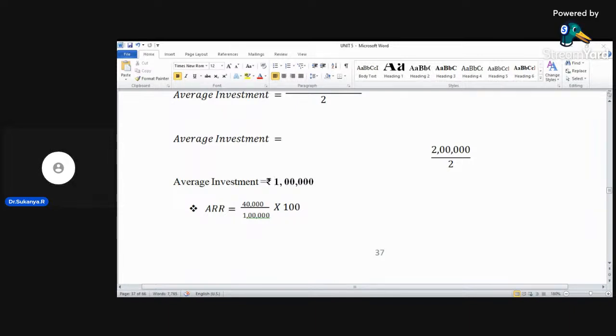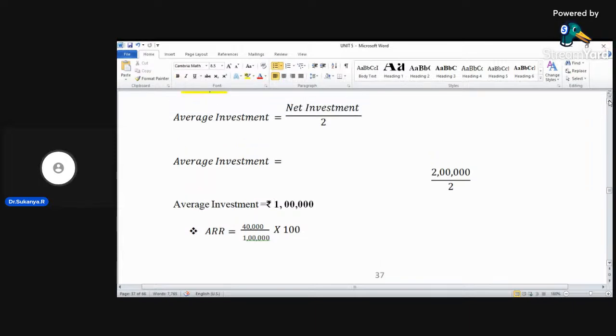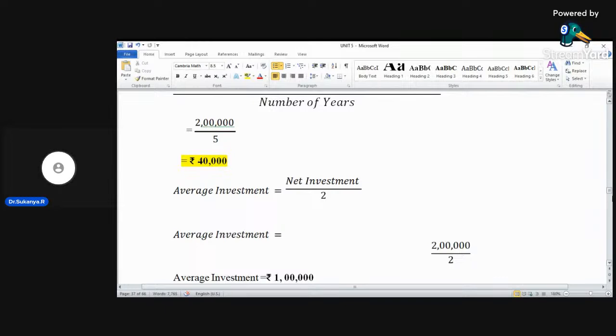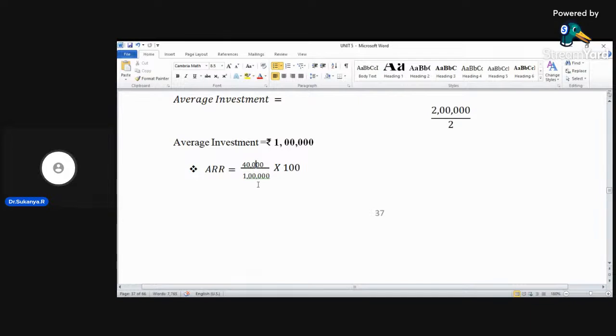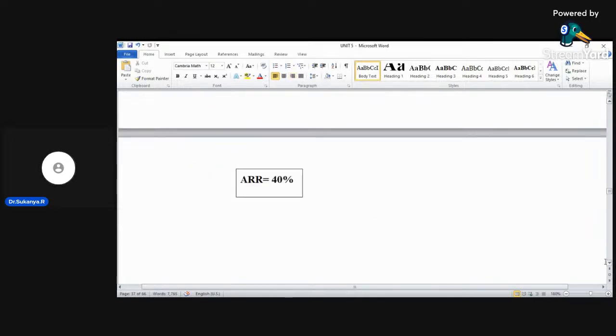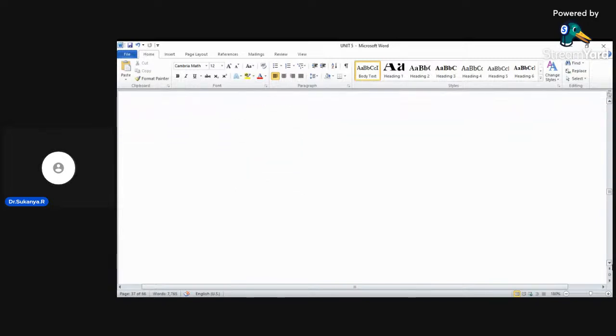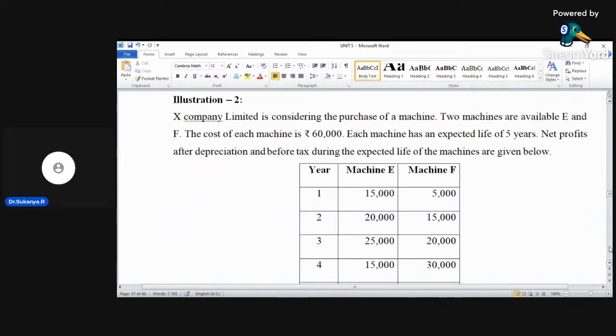So, dear students, what you need to do is first find out the numerator, next find out the denominator. After that, you need to do the numerator divided by the denominator. See here, the 40,000 that you have calculated is the numerator. Then 2 lakhs divided by 2, that is 1 lakh, is the denominator. So ARR will be 40,000 divided by 1 lakh multiplied by 100. When you do that, you get ARR as 40%. Okay, that is the ARR.